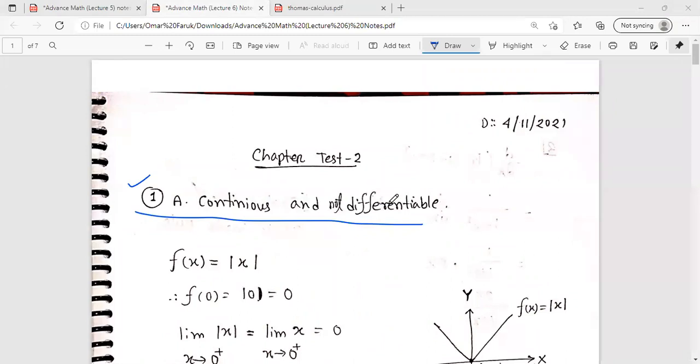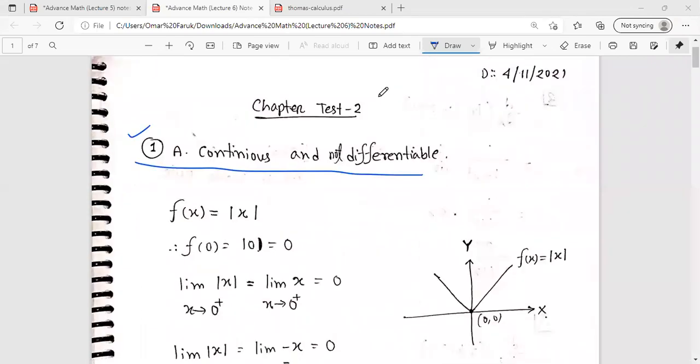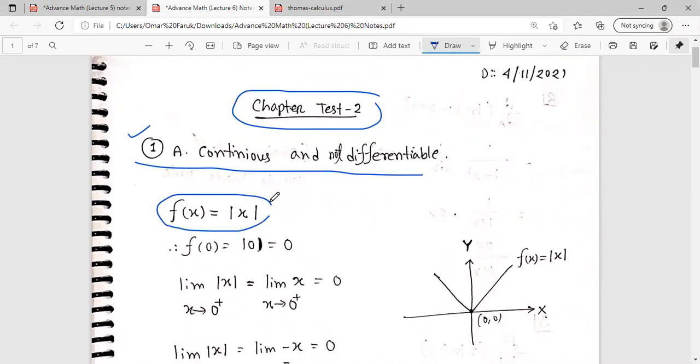So firstly, let's discuss our class test. At the first question, this was our function, and the question was, is the function continuous? Okay, the answer will be B. So is the function continuous and not differentiable? Is the function continuous, or is the function differentiable?